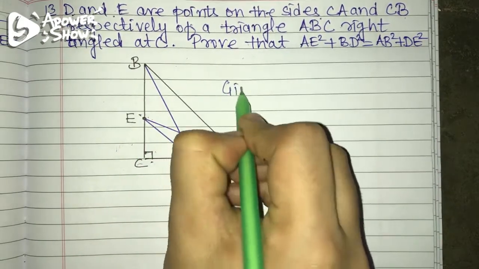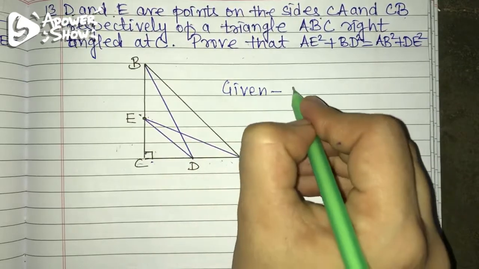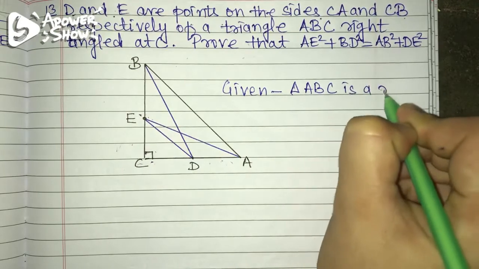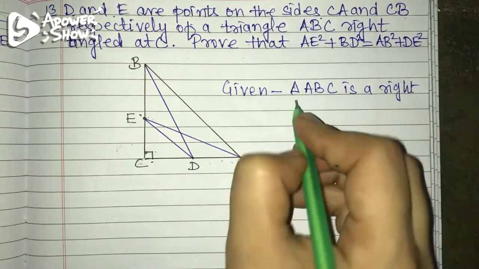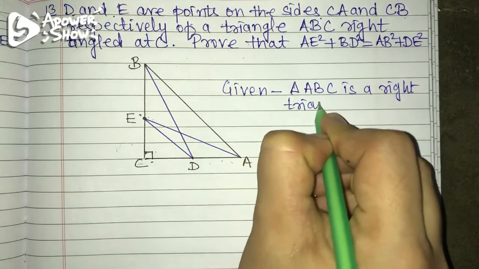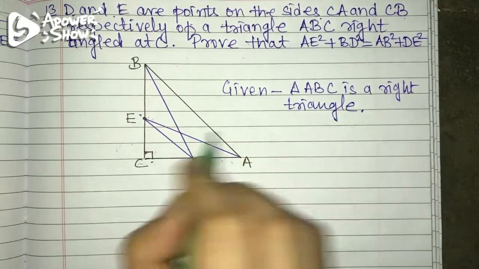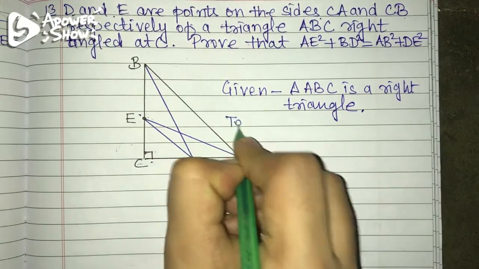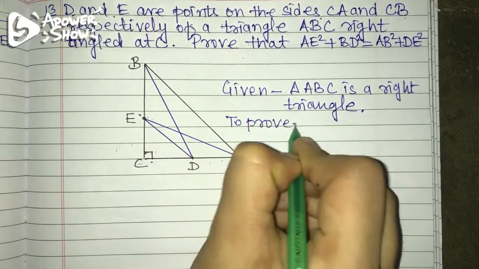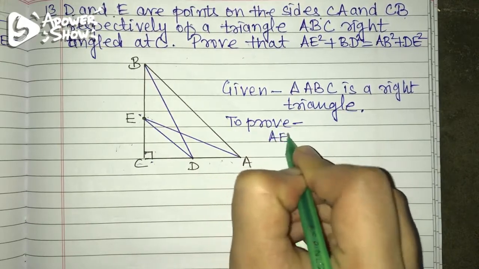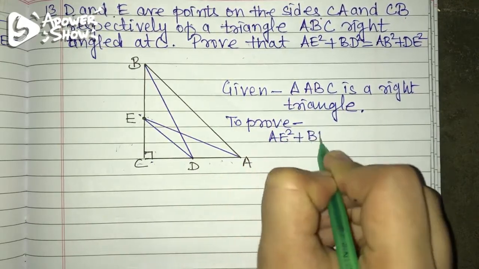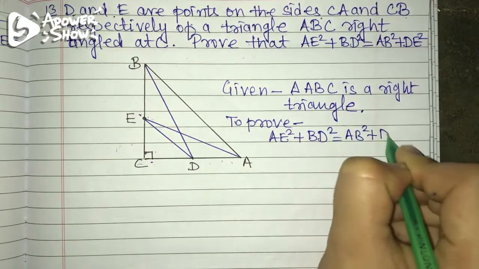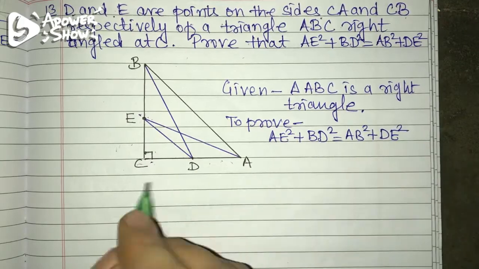So what is already given? We are given that triangle ABC is a right triangle. This is already given, and we want to prove that AE square plus BD square equals to AB square plus DE square. This we want to prove.